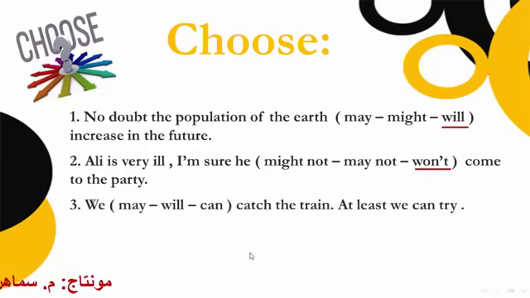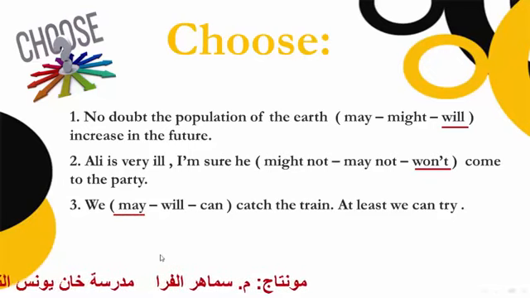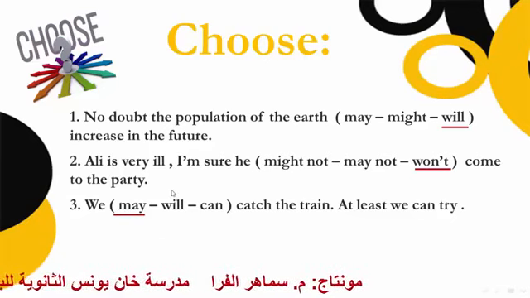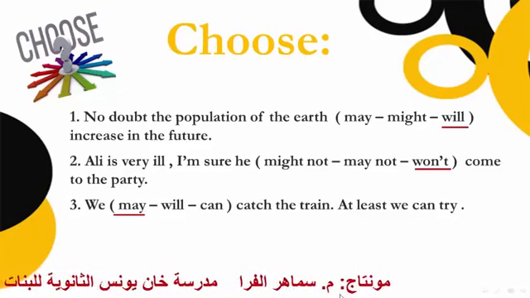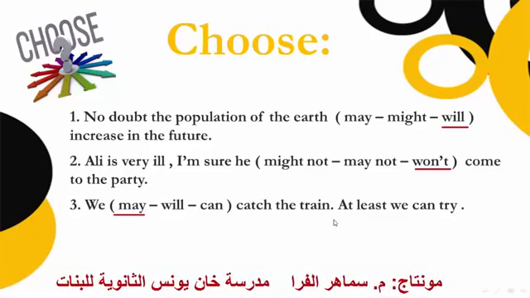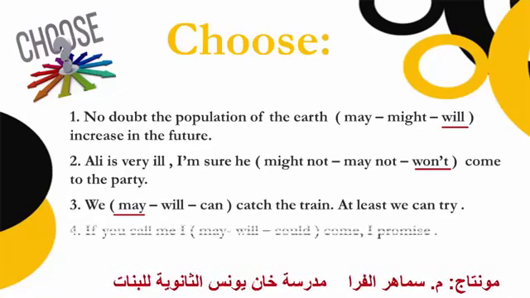Okay, let's see sentence 3. We may, will, or can catch the train. At least we can try. Do you remember the verb try? It's a key word for possibility with may, might, or could. And here we have may. We may catch the train. At least we can try. But it is clear that we have less possibility in this sentence.